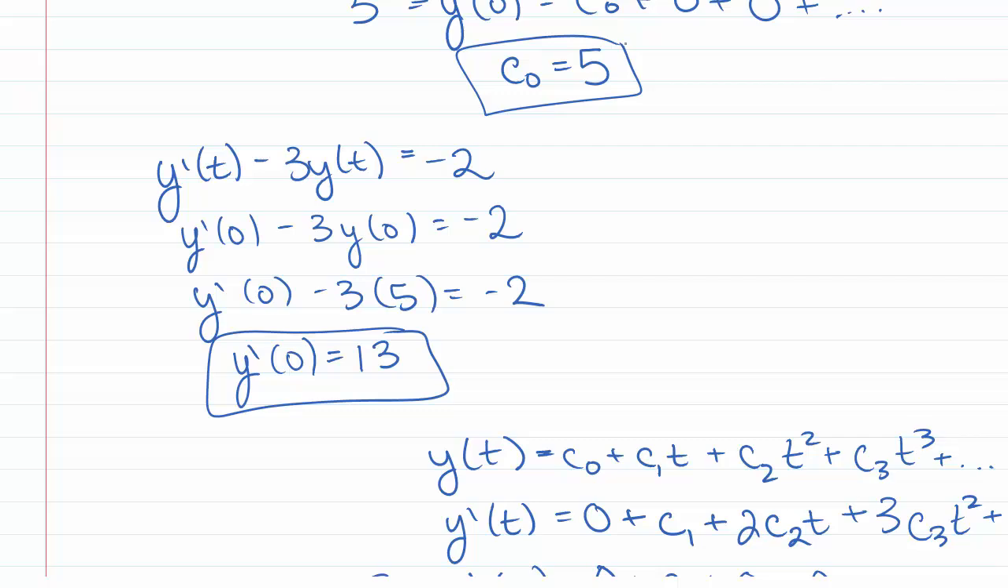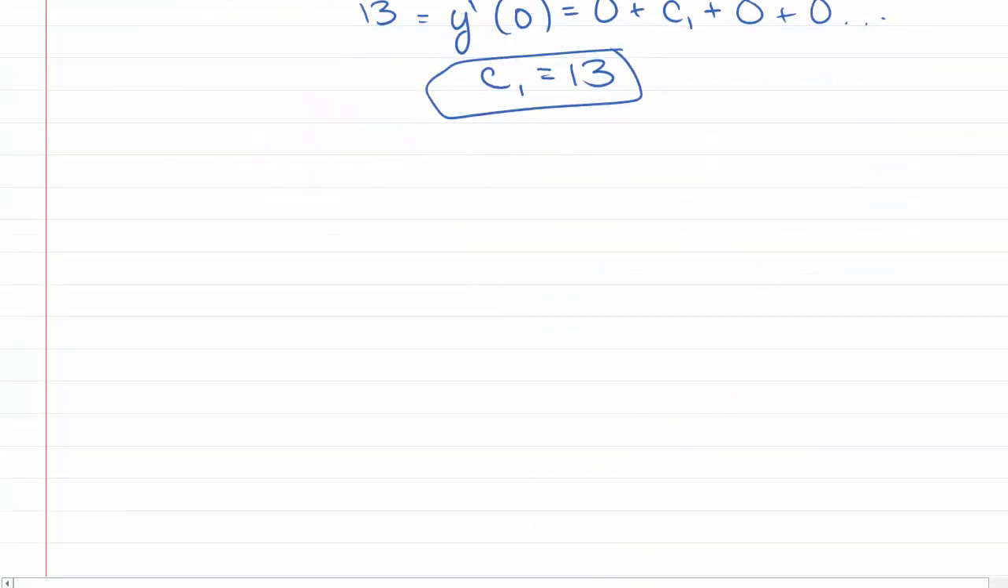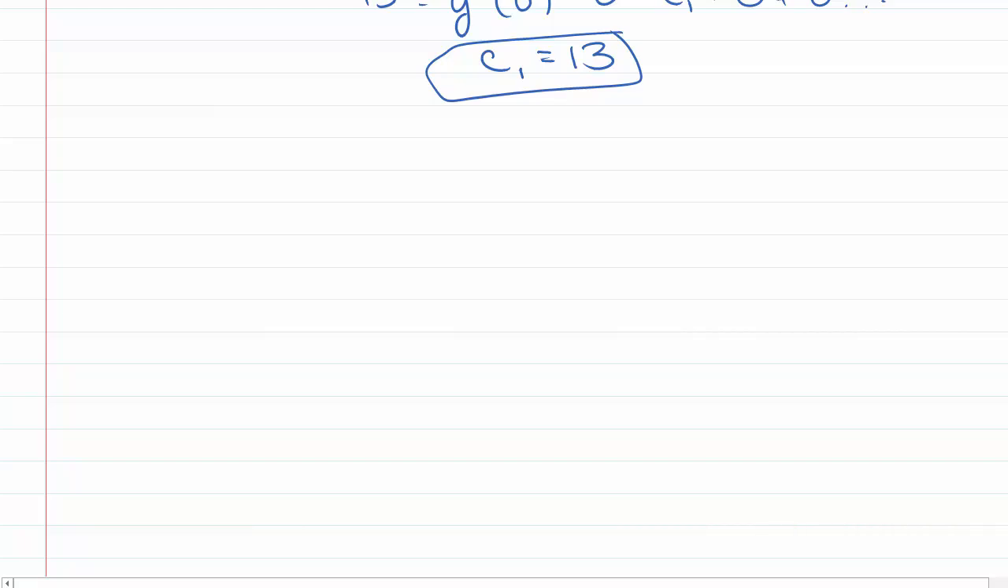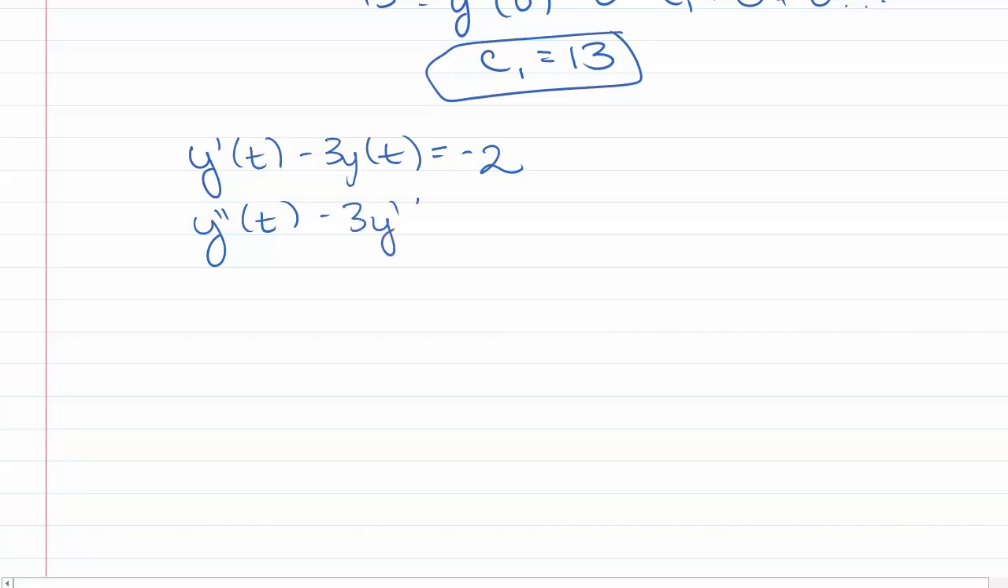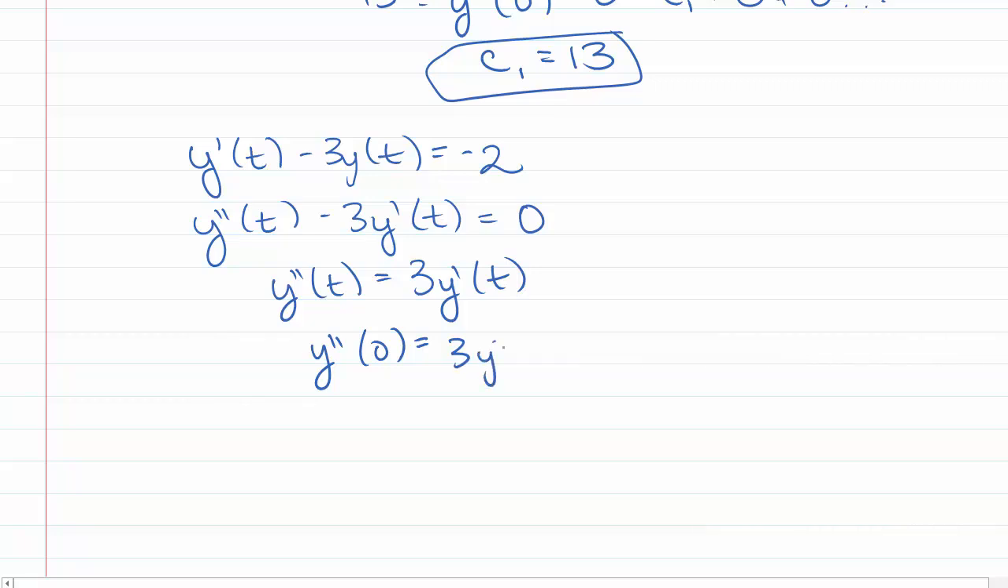Well, what about the rest of them? What about the second derivative, the third derivative, the fourth derivative? Well, we know that y prime of t minus 3y of t is equal to negative 2. So taking the derivative of both sides, y double prime of t minus 3y prime of t is equal to 0. That tells us y double prime of t equals 3y prime of t, which means y double prime of 0 is 3 times y prime of 0, which is 3 times 13.